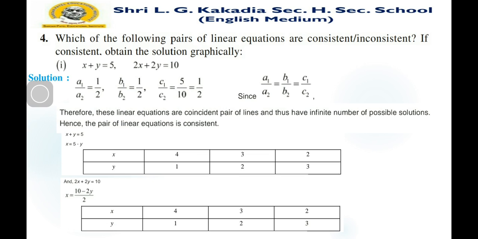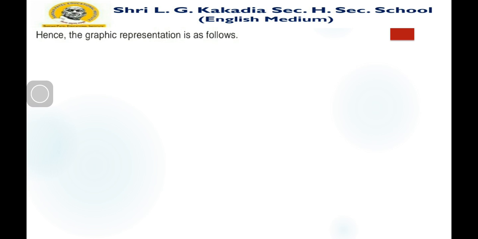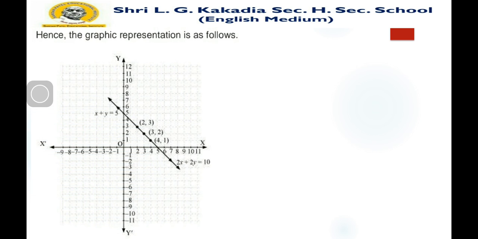So here for both lines we have the coordinates. Let's draw a graph for these lines, and we get this type of graph. Hence the graphical representation is as follows. You can see here both lines are coincident lines. Both lines lie on each other, as you can see here.